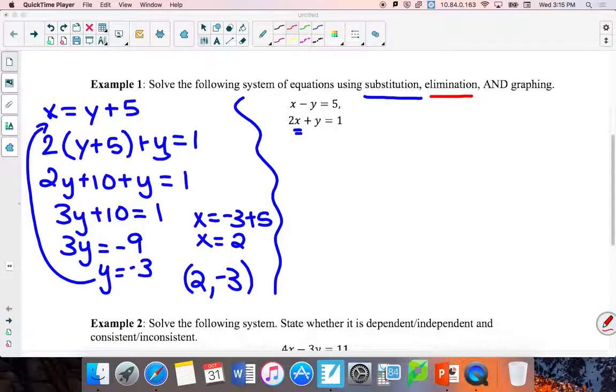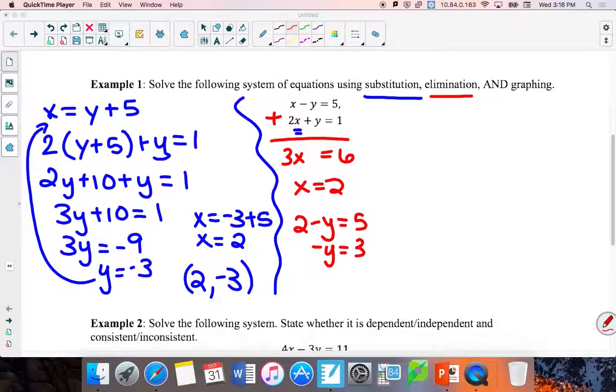We'll do elimination next. With elimination, we want to add or subtract our two equations and have one of the variables go away. If I add these two together, this is going to give me 3x, -y plus y is 0, equals 6, x is 2. Now again, I have to find x and y, so plug that back into either. I'm going to go into the first one, 2 minus y equals 5, -y equals 3, y is -3. Again, nice to write those as an ordered pair, so that way we know the x and the y.